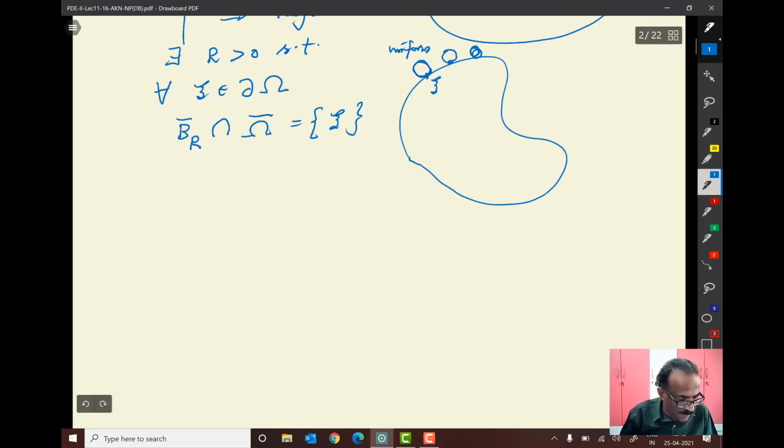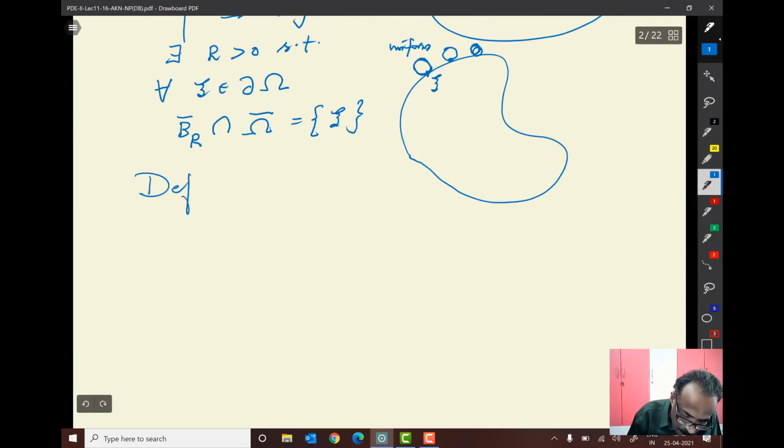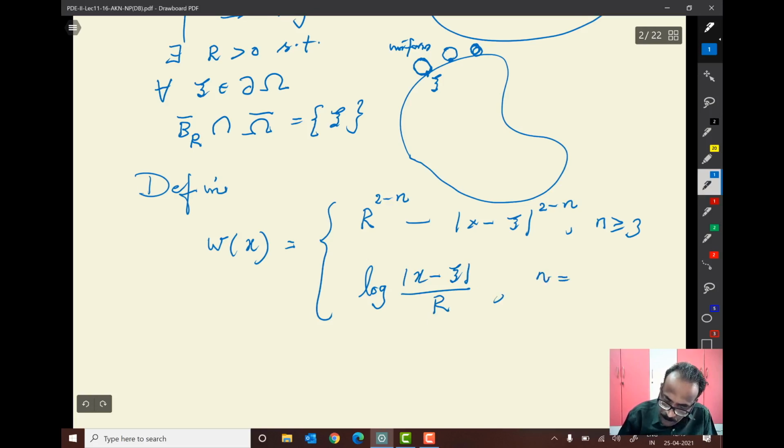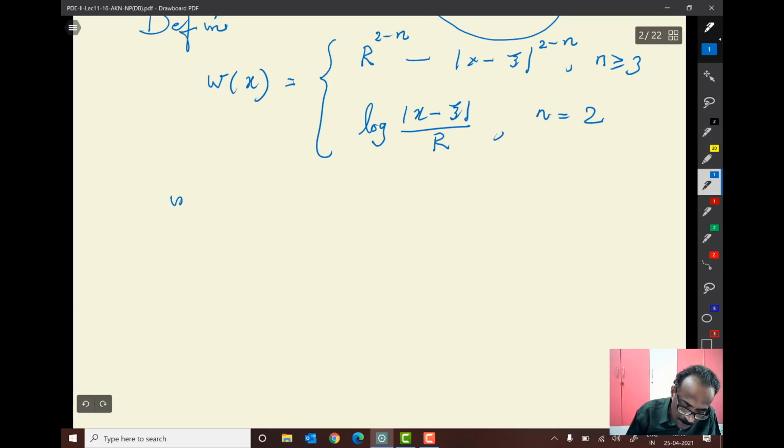In this case you can define, with this condition, and you can prove all these, w of x equal to R to the power 2 minus n minus modulus of x minus psi to the power 2 minus n when n is greater than or equal to 3. This is another way of giving the condition, a stronger condition. And the analogous expression with log of modulus x minus psi by R when n equals 2 is a barrier at psi. That implies omega is regular.